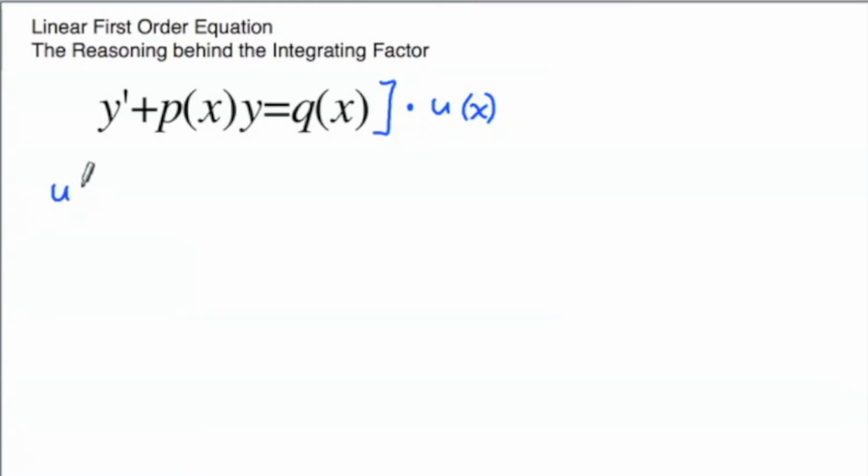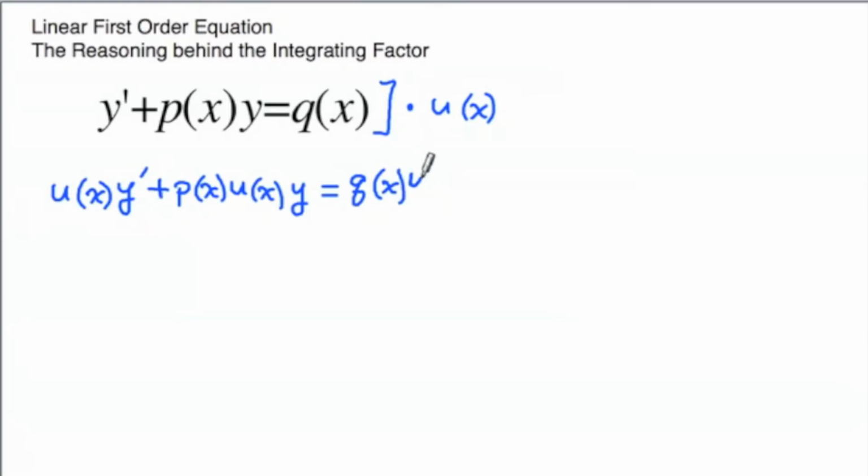So we're going to get u of x times y prime. I'm going to switch the order just a little bit: p of x times u of x times our y, and then on the other side, q of x, u of x. And the reason that I set it up this way is if we look at the left-hand side and look at the pieces involved, you can kind of see what's going on here.